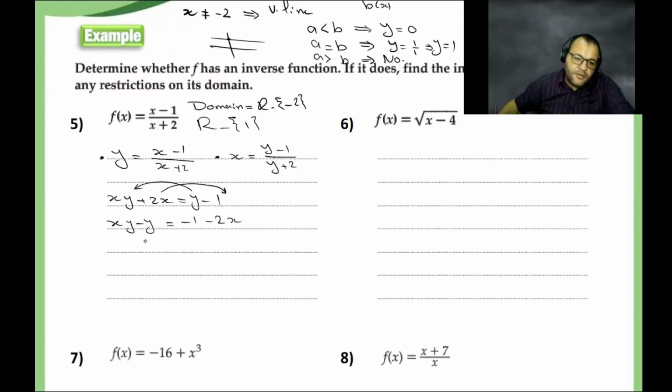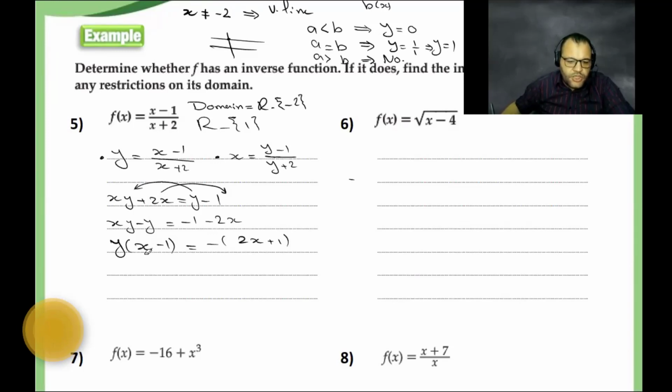Then divide both sides by x. Please don't divide by a variable, because x could be equal to 0. Divide by a number instead. Just take y as a common factor. So what are the remaining? xy minus y equals negative 2x minus 1. Take negative 1 as a common factor, so it will be negative 2x plus 1.